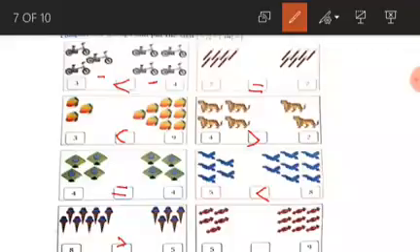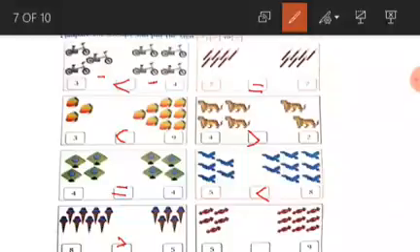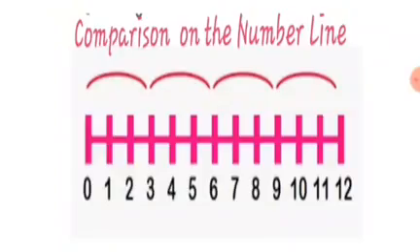Now your favorite candies are there. There are 5 candies, and on the other side 9 candies are there. Now you better know which one is more. Yes, 9 candies. So put the greater sign towards the 9. So like this you have completed this exercise. Now come to the next exercise.